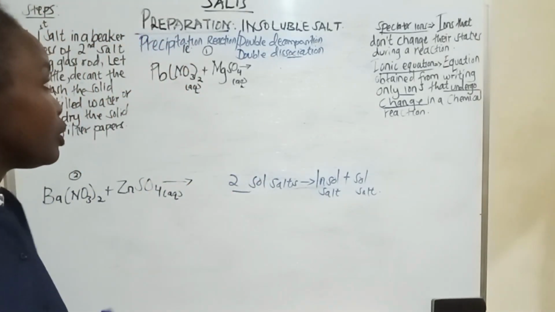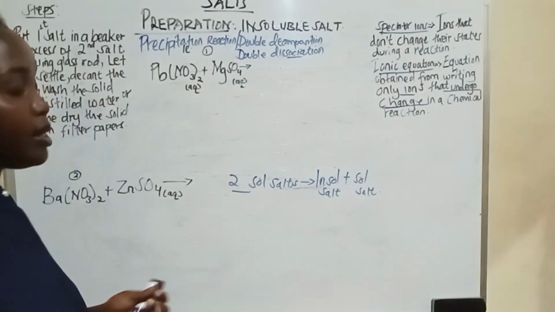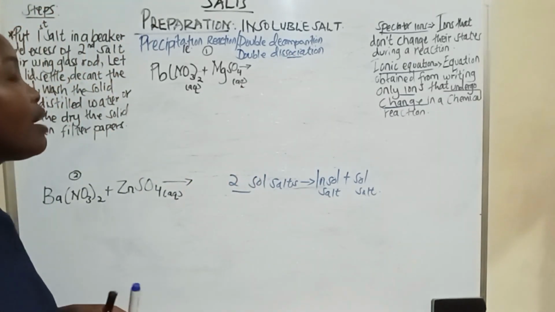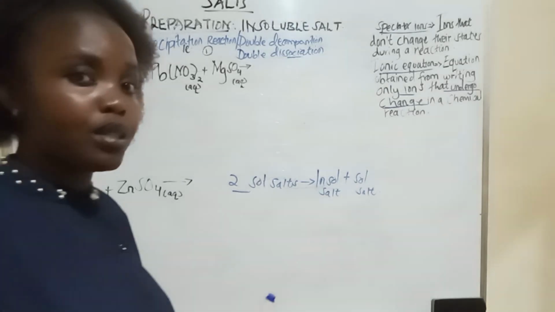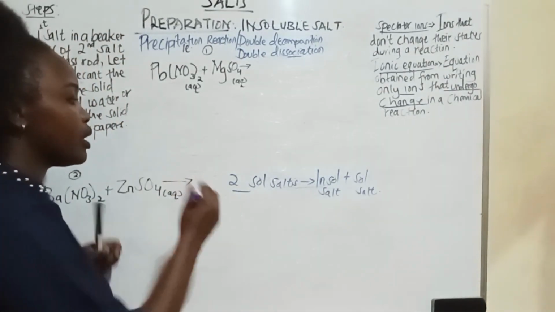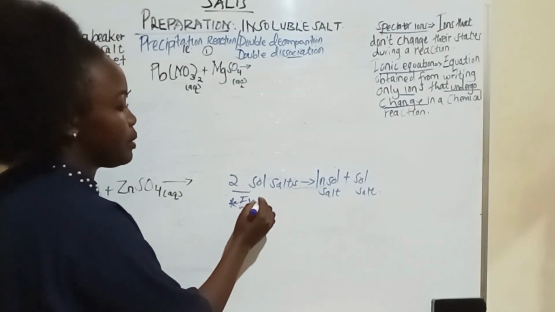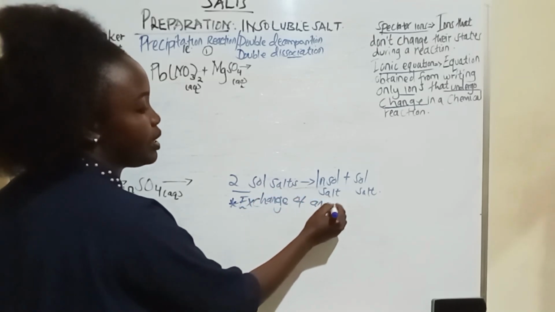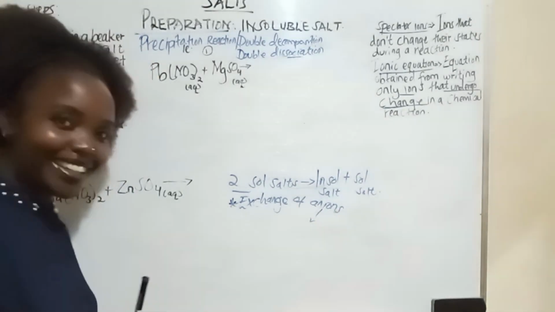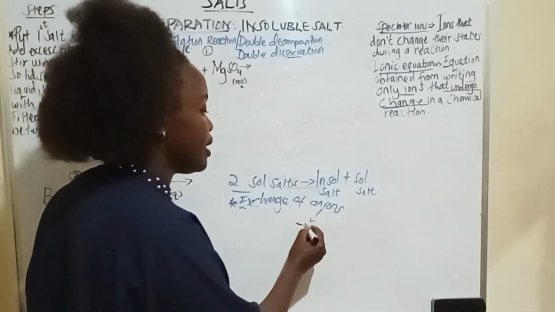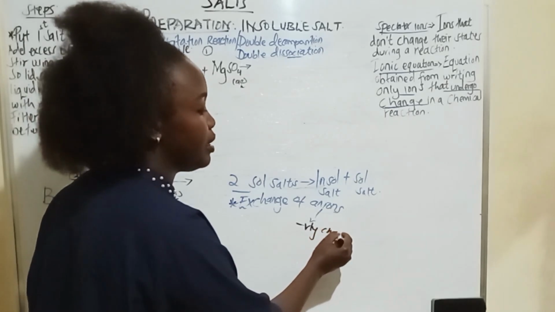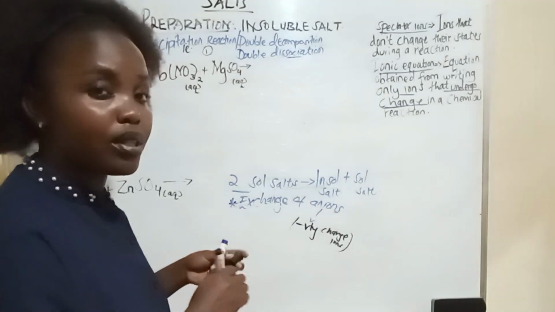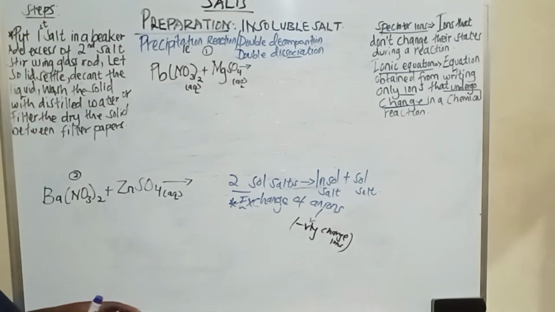Now let us write the chemical equation. We said this process is called double decomposition, because we have the exchange of anions. So another thing you need to know is it involves exchange of what? It involves exchange of anions. And what are anions? We say anions are the negatively charged ions. So you also need to know that, so that you can write these equations properly.